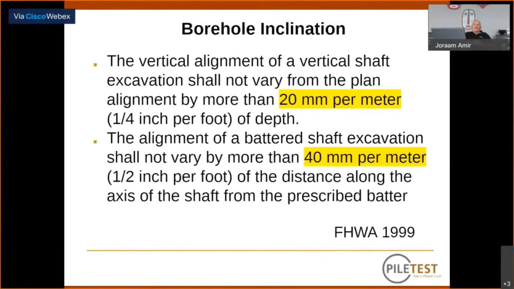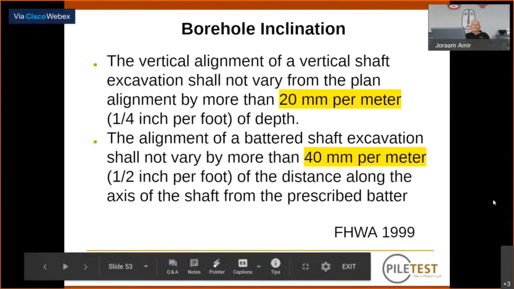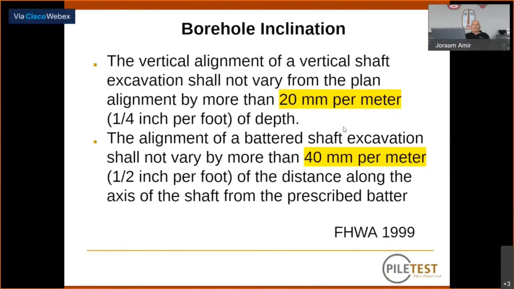Now, the borehole inclination is determined by almost all specifications I know of. These are the specifications of the Federal Highway Administration in America. They allow 20 millimeters per meter, or 2% deviation, for normal vertical shafts. They allow a little more for diagonal shafts or piles, 4%.